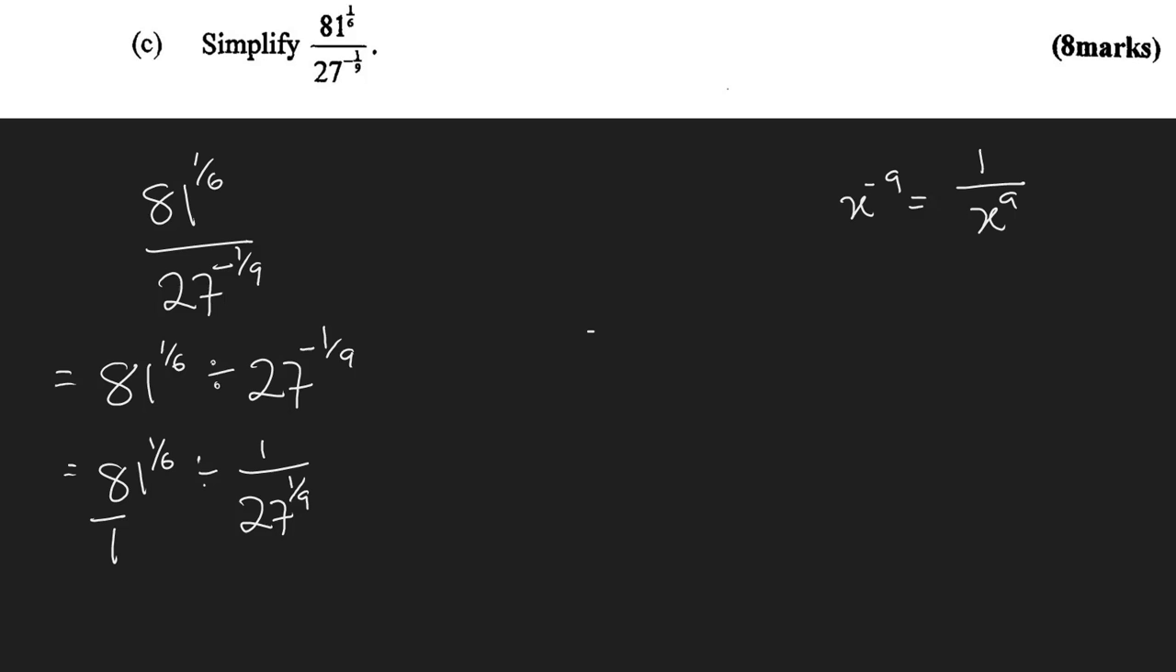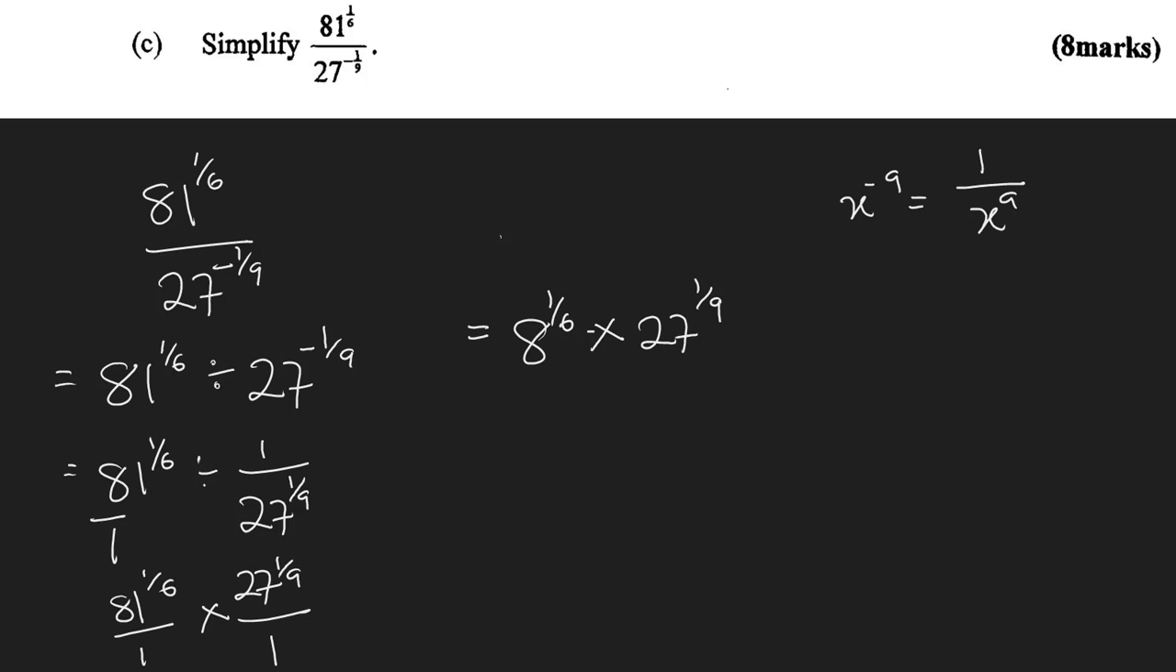If we balance this one, we'll have 81 to the power of 1 over 6 over 1, now times, the 27 will be at the top, 27 to the power of 1 over 9 over 1. Can you see? With this, anything divided by 1 is the same thing as itself, right? So 81 over 1 is the same thing as 81 to the power of 1 over 6. Then we have our times. Then 27 over 1 is the same thing as 27 to the power of 1 over 9.